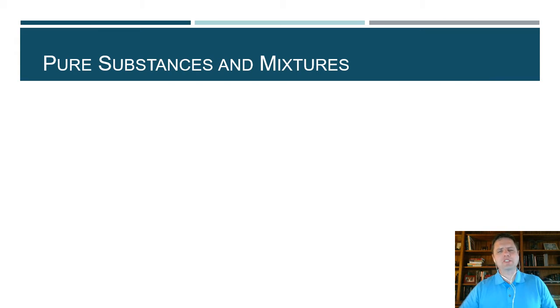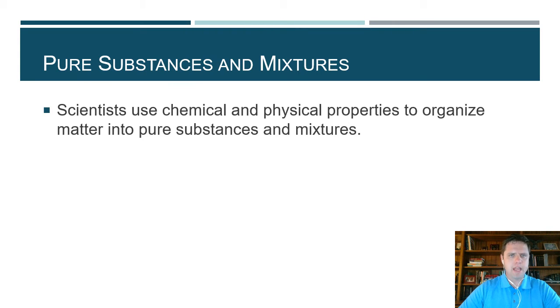Okay, now having established both physical and chemical properties, we can talk for a minute about the way in which we take all of matter and subdivide it into groups. The main division is pure substances and mixtures. Scientists use chemical and physical properties to organize matter into pure substances or mixtures. So you have a flow chart. At the very top would be matter, which is everything, all the stuff. And underneath that would be two categories, pure substances and mixtures.